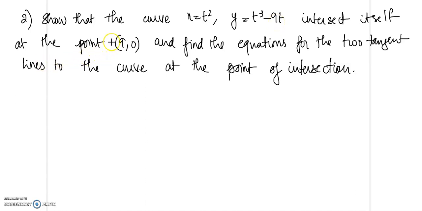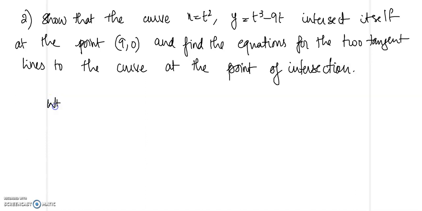That is, we need to show that for different values of t, x, y will pass through the point 9, 0. So for the point 9, 0 we must get different values for t, and we need to find here the tangent lines at those values of t. So let us look at what will be the values of t.